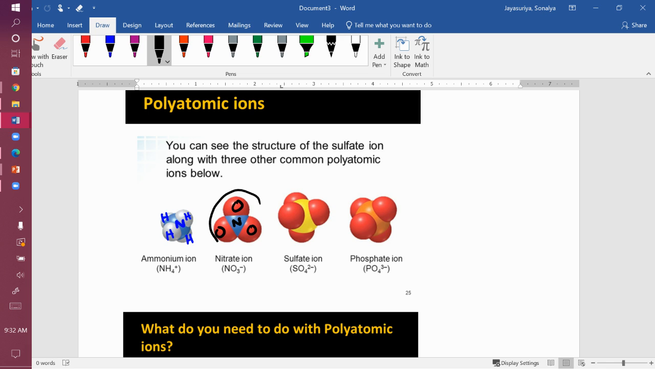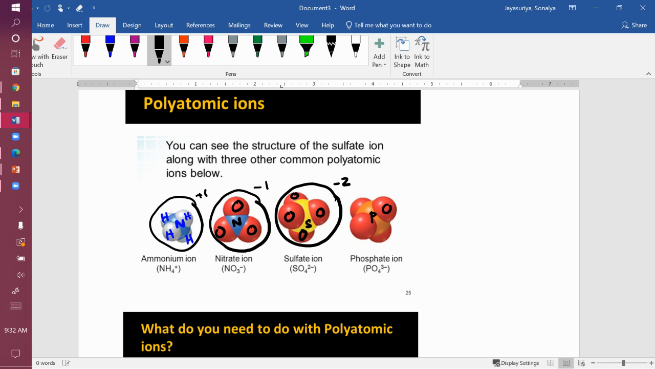So we are balancing them as units. Units have a charge. This unit has a charge. This unit has a charge. Here's sulfate. This is sulfur with O, O, O, O, 4 oxygens. And this entire unit has a -2 charge. And here's phosphate. It's PO, O, O. This entire unit has a -3 charge.